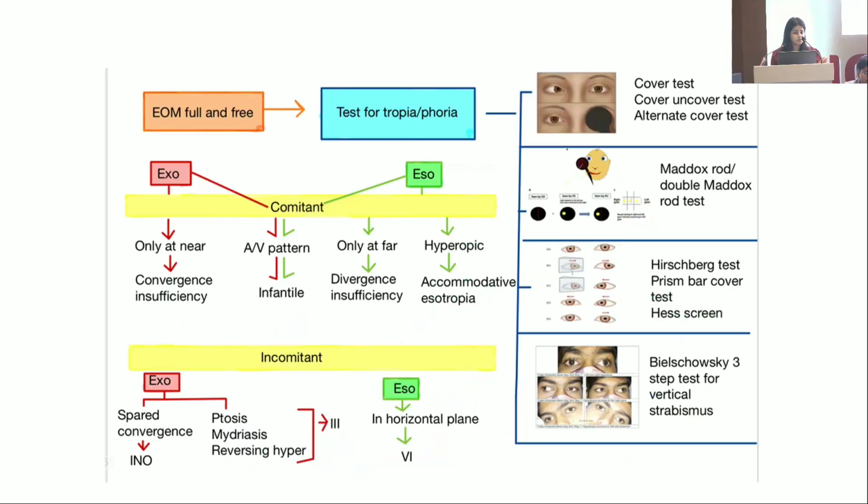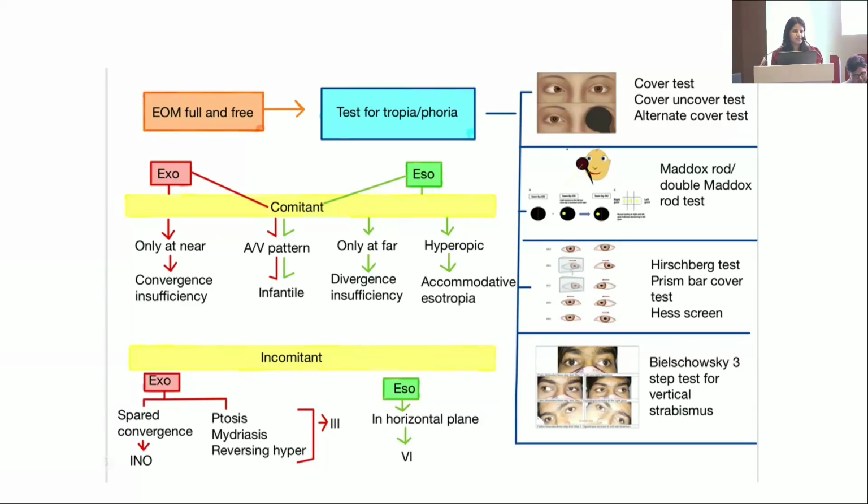But if the EOM is full and free, we should not stop. We should test for tropias and phorias by a battery of tests, that is the cover test, Maddox rod test, Hirschberg test, and prism bar cover test, to quantify the deviation. If it is comitant, both for esotropia and exotropia, and associated with A-V patterns, it signifies infantile strabismus. But if exotropia is present only at near, then it indicates convergence insufficiency, and only at far, then it indicates divergence insufficiency. Hyperopic esotropia is seen in accommodative esotropia.